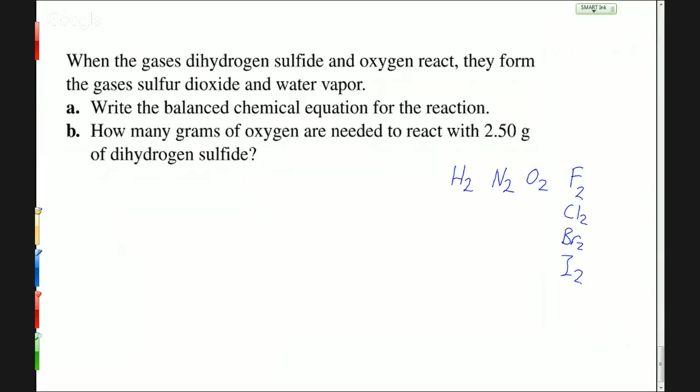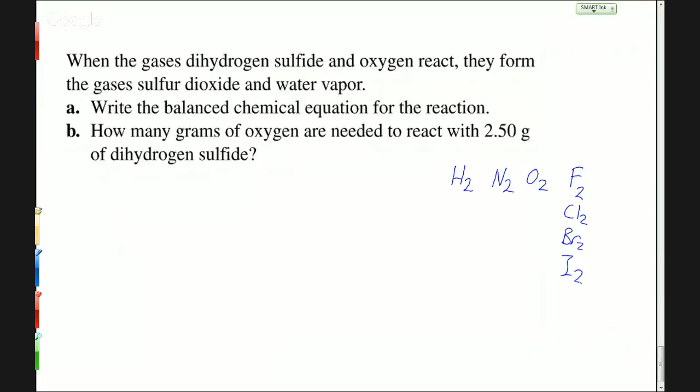So those 7 always exist as 2. When you see something say oxygen or oxygen gas, you know it's O2. If it says hydrogen or hydrogen gas, it's not just H, it's H2. If it says bromine, which is a liquid, it's Br2. So those 7 always exist. If you really just remember 4 things: H, N, O, and then the last group 7, that whole line.